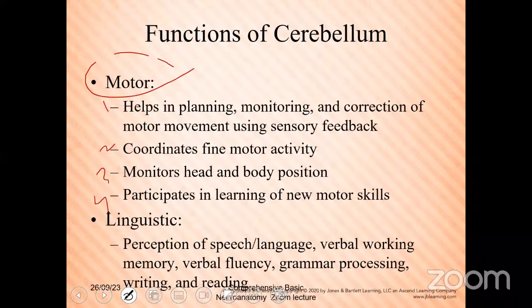1, 2, 3, and 4, important. Perception of speech and language, verbal working memory, verbal fluency, grammar processing, writing, reading, all these linguistic features are also controlled by the cerebellum. And so the main problem that happens is loss of agility whenever the cerebellum is disturbed and its function is disturbed. You develop a cerebellar type of dysarthria where you will have stress on some syllables and not on others, in explosive speech.